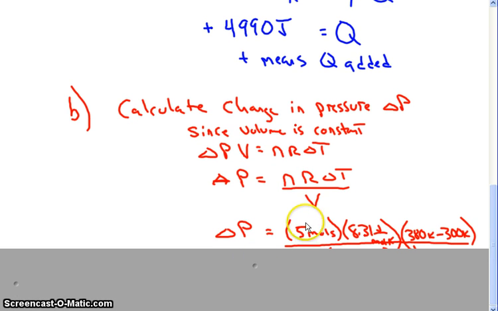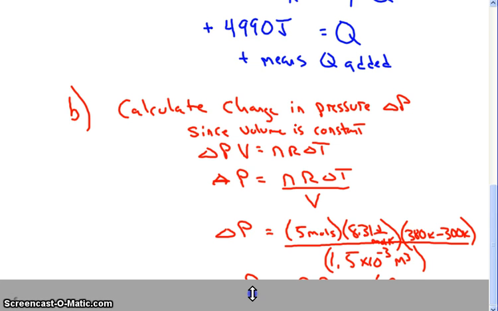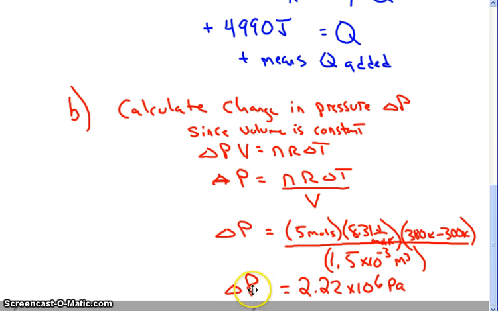we would just substitute in our 5 moles, 8.31, 380 minus 300 for our temperature change, divided by the volume. Make sure you're in SI units, cubic meters, and we'd get a change in pressure of 2.22 times 10 to the 6 pascals.